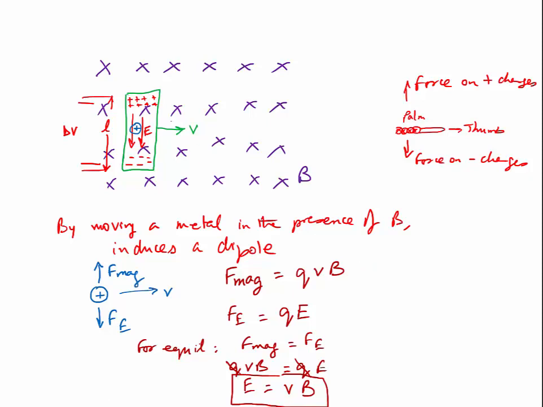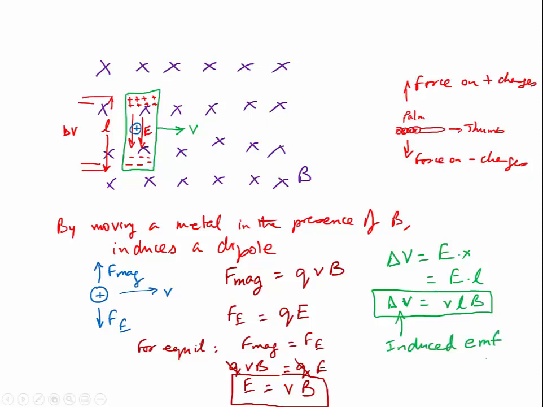Thinking of this as a parallel plate capacitor, the electric field inside the metal is uniform. So in that situation, you remember that delta V was simply E times X, where X was the distance between the two plates, or the two separations of charges. In this case, that distance is L, the length of this strip. So this would be E times L. So delta V would be V times L times B. So this delta V is called the induced EMF.